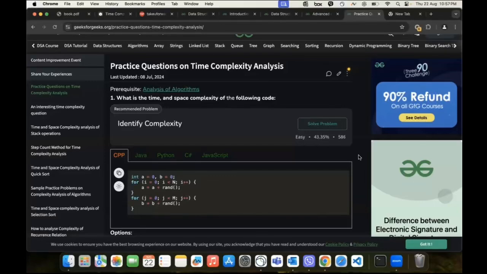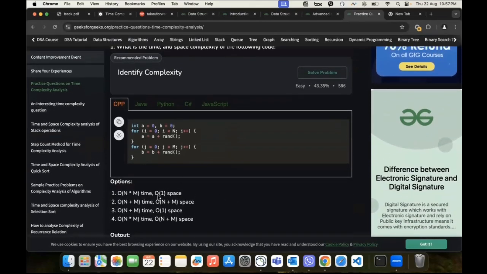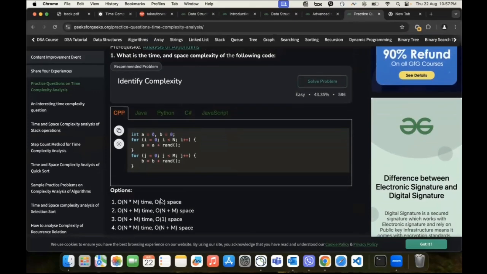We'll start with the practice problem on time complexity. First you will read the code, and there are options here. You can guess what the time complexity will be, for 1 minute. We'll start with this question.